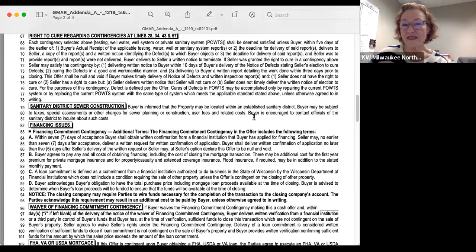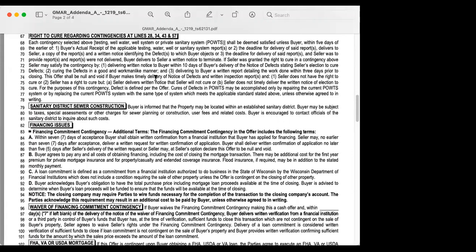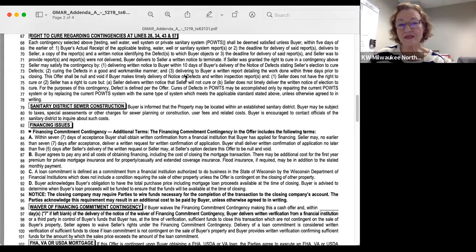So the same thing is in the inspection report. This offer shall be null and void if buyer makes a timely delivery of the notice of defects and the report, and seller does not have the right to cure, or seller has the right to cure but says he will not cure, or seller does not timely deliver the notice of election to cure in time. So if any of those three things happen, this offer is null and void, and then you can send a camera.